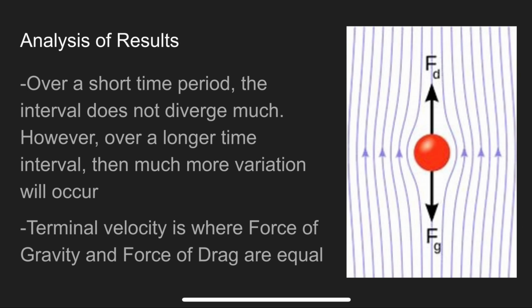Also, terminal velocity is when the drag force becomes equal to the gravity force, and that is the max speed that objects can fall at. Once they reach terminal velocity, their velocity does not increase anymore.